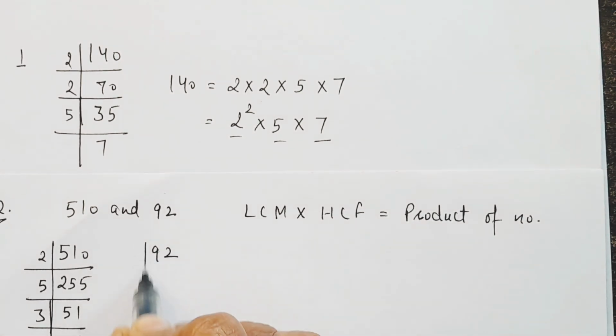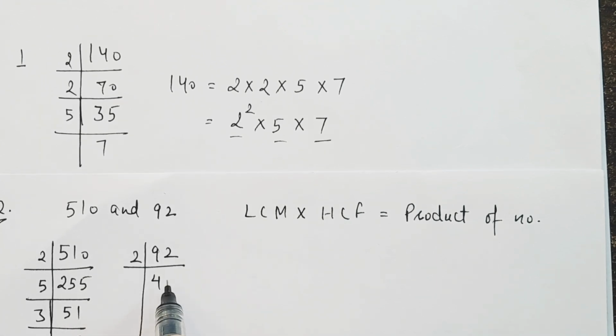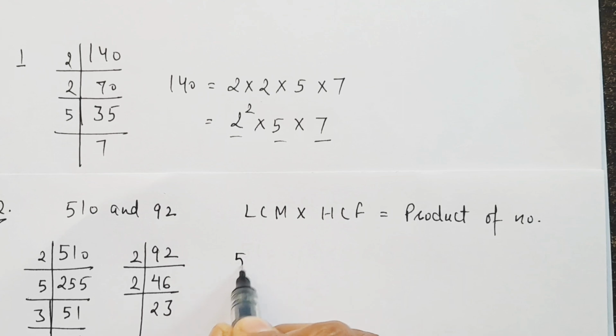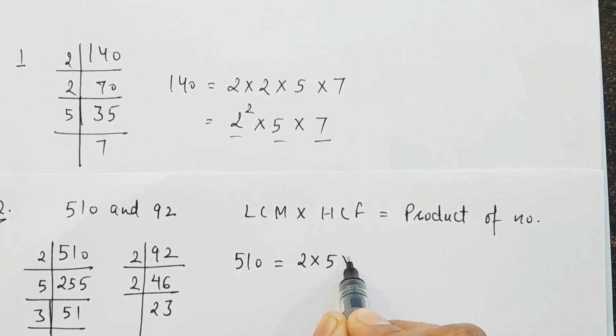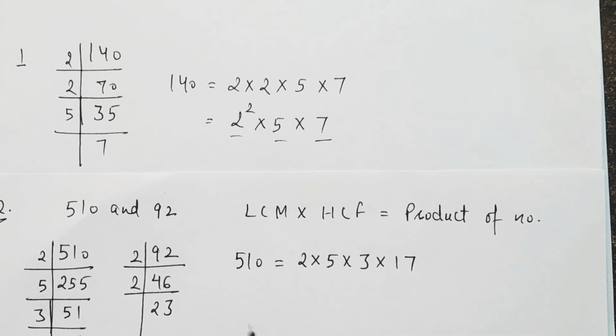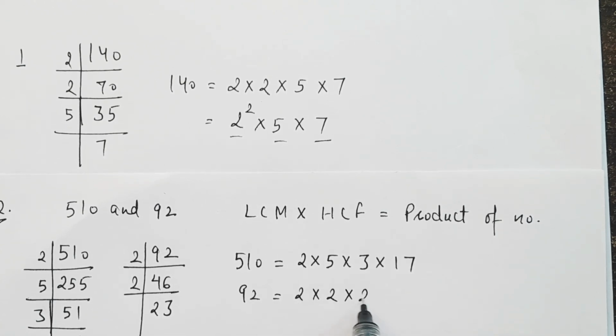Now find the factors of 92. By 2 we will divide first. Now again by 2 we will divide. So we got the factors. Factors of 510 are 2, 5, 3 and 17. And factors of 92 are 2, 2 and 23. We got these numbers as the factors.